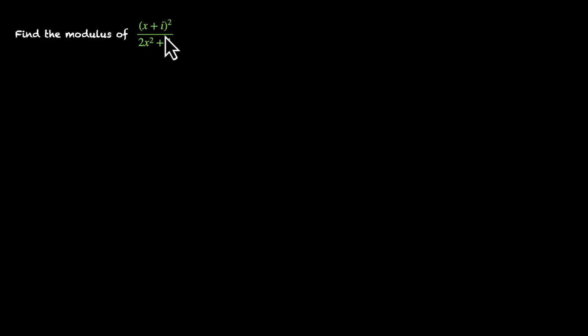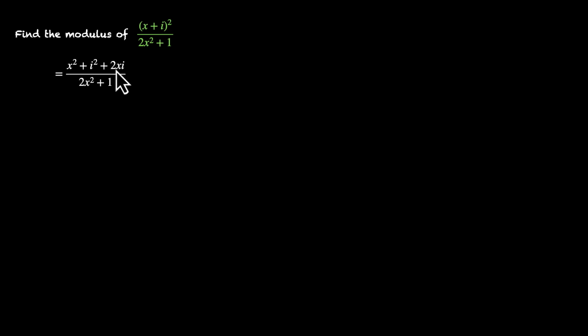Find the mod of (x plus i) squared divided by (2x square plus 1). Pause the video, try this out. Okay, again for the mod we need the real part and the imaginary part. We have (x plus i) squared. Let's open the square. We have x square plus i square plus 2xi. The denominator is real, 2x square plus 1. So in this case, we don't have to rationalize the denominator.